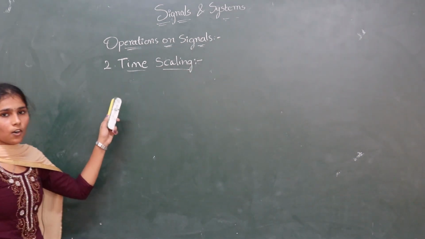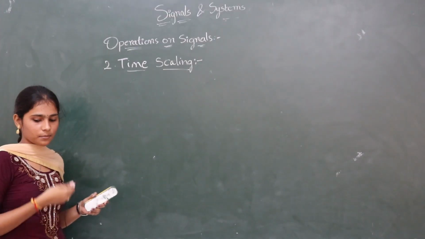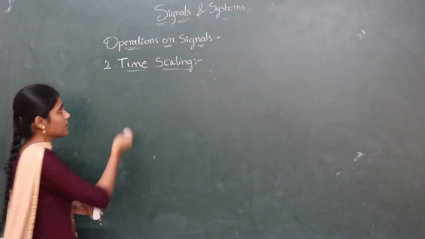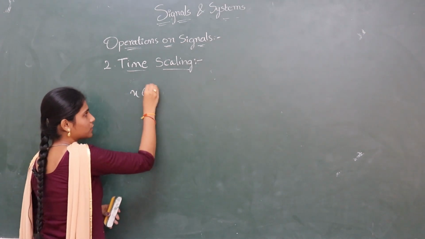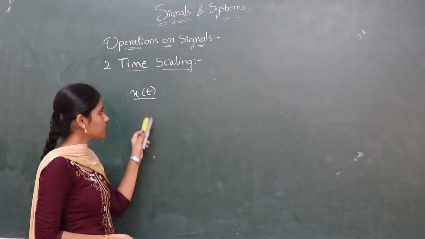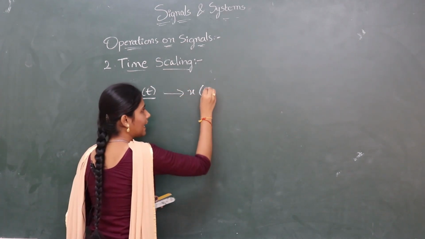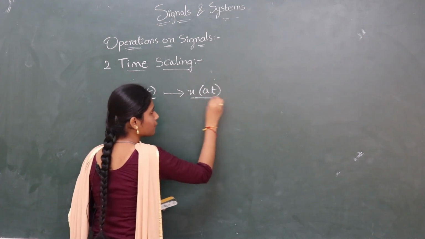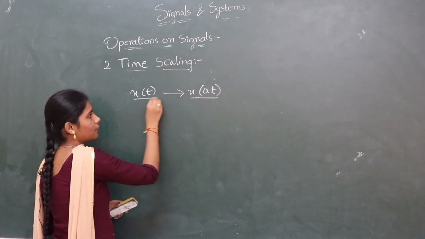The time scaling operation, as we have discussed, can be performed on both continuous time signals and discrete time signals. Time scaling: let us consider x of t is the original signal. First we are discussing continuous time signals, so I have taken x of t. Then x of at is the scaled version of x of t.